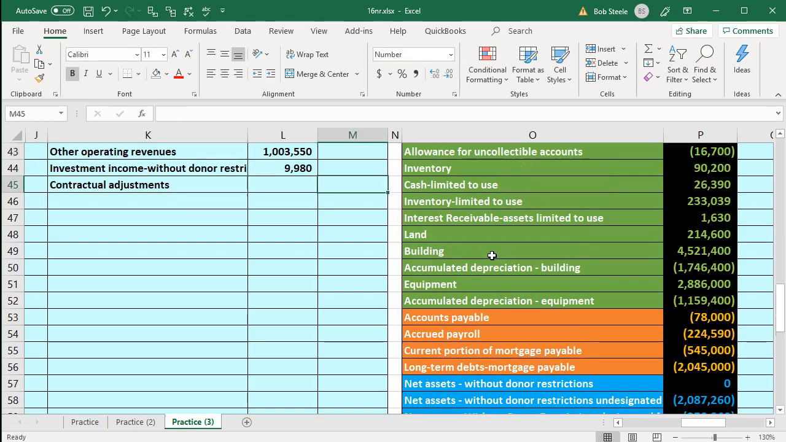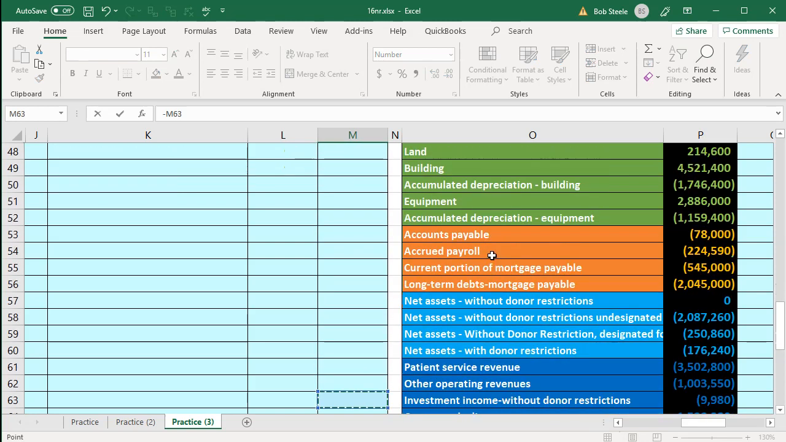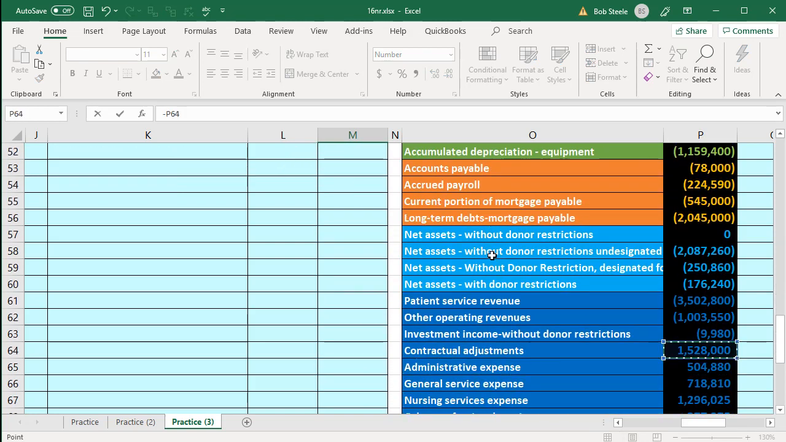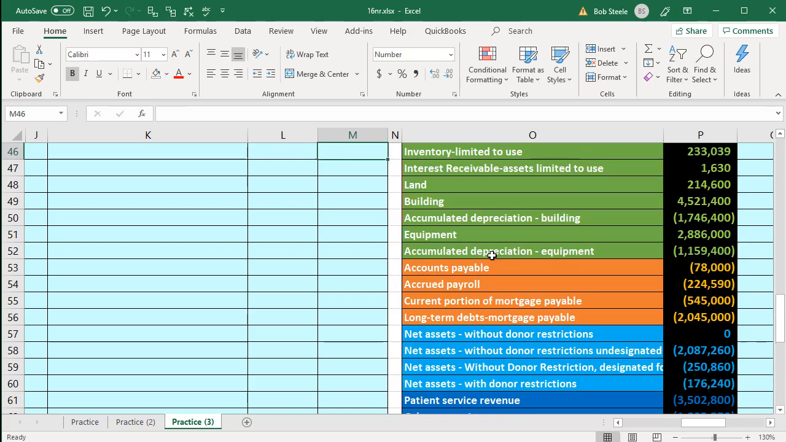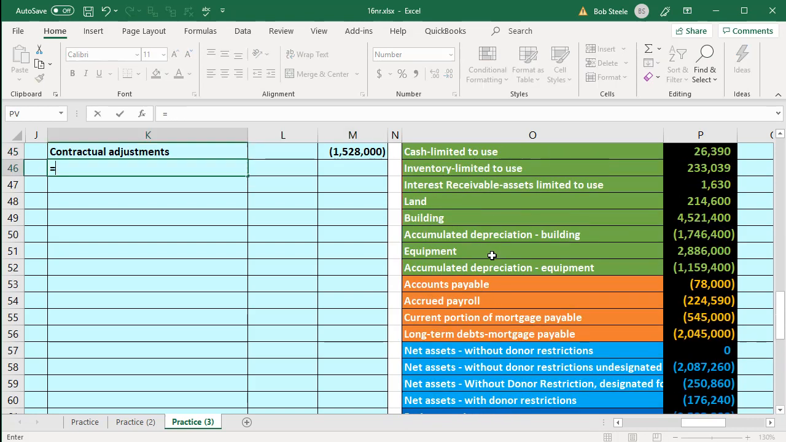This is going to be on the credit side. Once again, we're going to take the debit and flip the sign. Therefore, in cell M45, we're going to say negative of, scrolling back down to find the contractual adjustments, this number, and enter. And then we're just going to continue down the line.